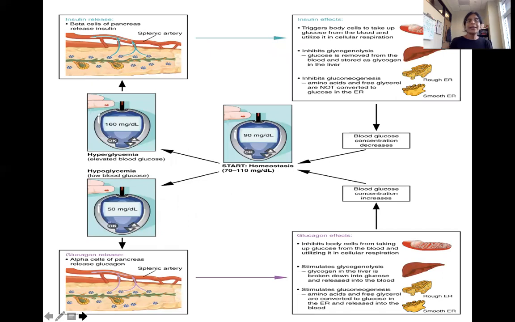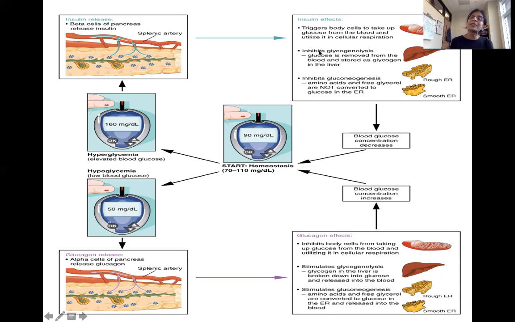So here is a beautiful summary of what happens when blood glucose levels are greater than normal in the blood, and then blood glucose levels are less than normal. They have made up some numbers. Here is a blood glucose level that's above normal, 160 milligram per deciliter. And now you have to think about the release of insulin by beta cells.